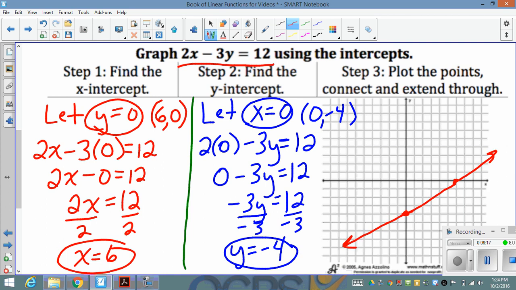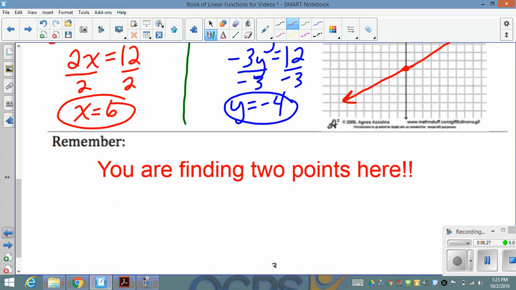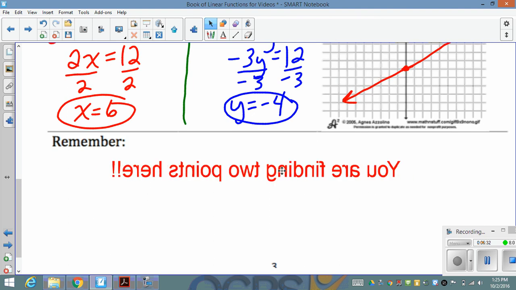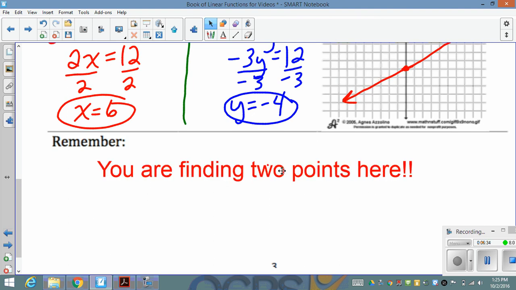Again, we're going to use this method most of the time when the equation is in standard form. I do want us to always remember you are finding 2 points here. So it's 2 separate points, the x-intercept and the y-intercept. You need to remember that you're finding 2 points, you plot 2 points, you connect and extend through.